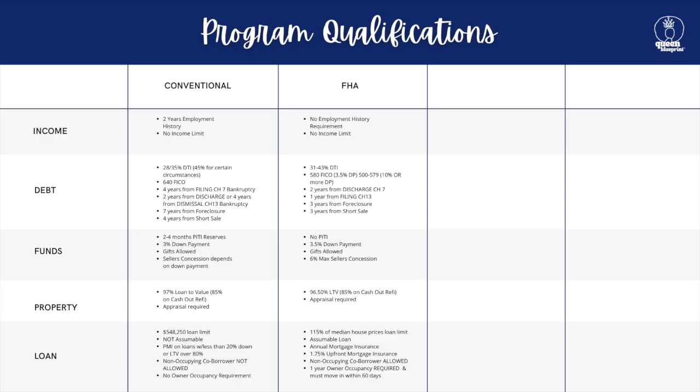And you are required to occupy this property for at least 1 year. So 12 months and a day, you are required to occupy this home for that FHA. And you must move in within 60 days. So within 2 months, you need to be inside of this property or they come in for their loan. Okay?